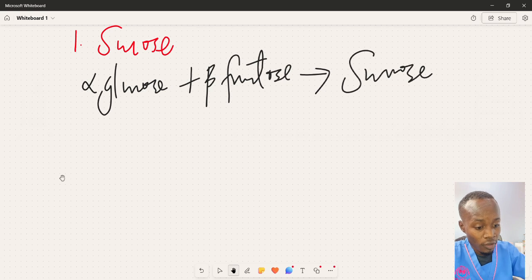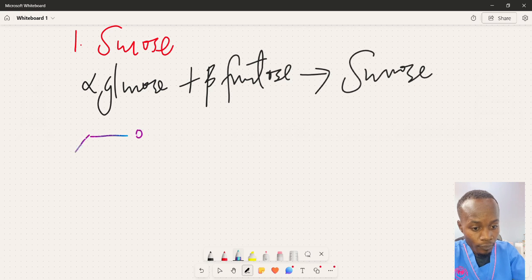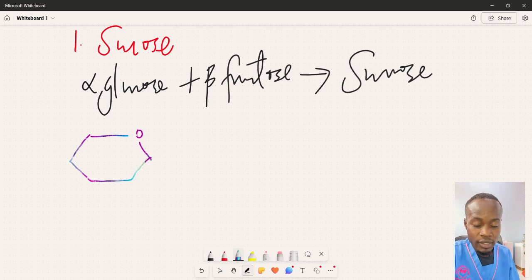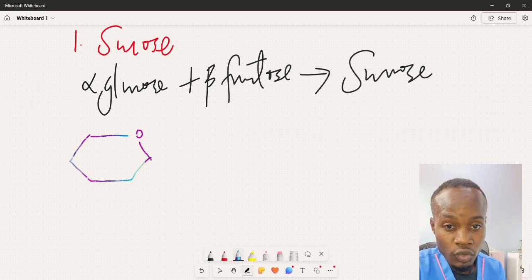So for alpha glucose, remember, when you say alpha, you know that the hydroxyl group should be down, not the other way around. So let's draw the structure for alpha glucose. So that's the structure for the cyclic form of glucose, which is a 6-membered ring, and as you can see on the sides, there are 1, 2, 3, 4, 5 and 6.